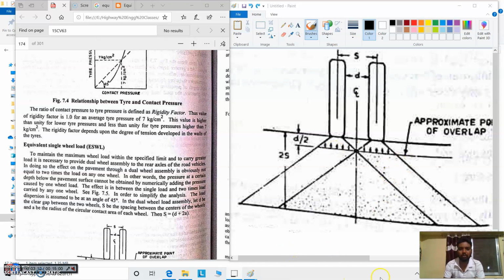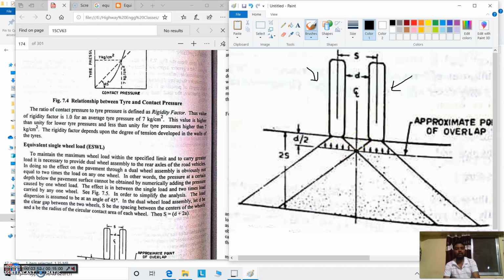In this arrangement, the effect on the pavement through this dual wheel is obviously not equal to 2 times a single wheel load, right? Considering a single wheel load, and there are 2 wheels. Whenever we consider the assembly, it is obviously not equal to 2 times the single wheel load, because the loads overlap each other.